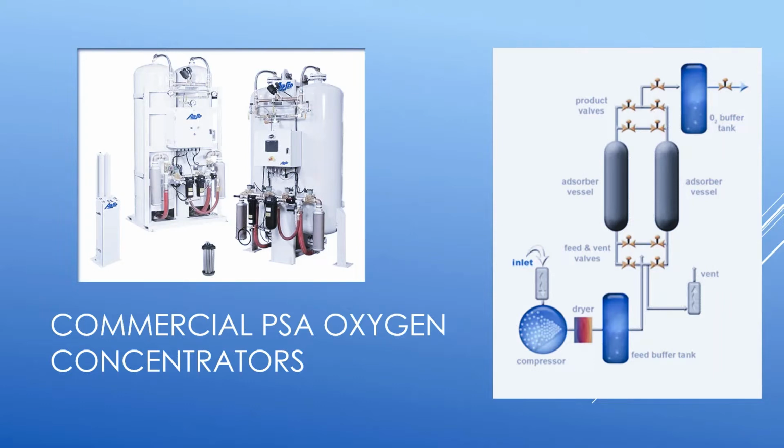The picture on the left shows a commercial PSA oxygen concentrator, and the schematic on the right shows the process for making the oxygen. Essentially, there are two adsorber vessels. Each vessel contains a material called a molecular sieve, which adsorbs nitrogen and water under pressure and releases it when the pressure is reduced. One of these columns is producing oxygen while the other is being regenerated. And then they flip back and forth. And this process results in a near continuous stream of oxygen in the 90 to 95% range.